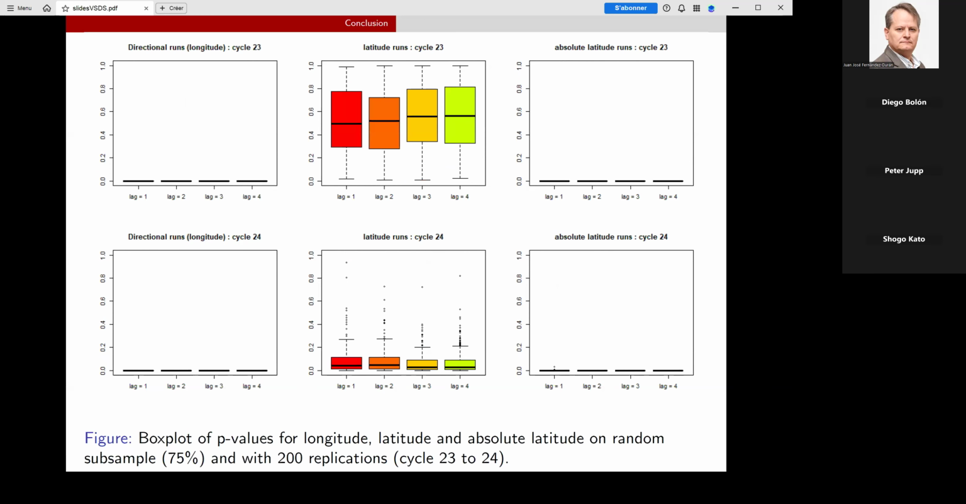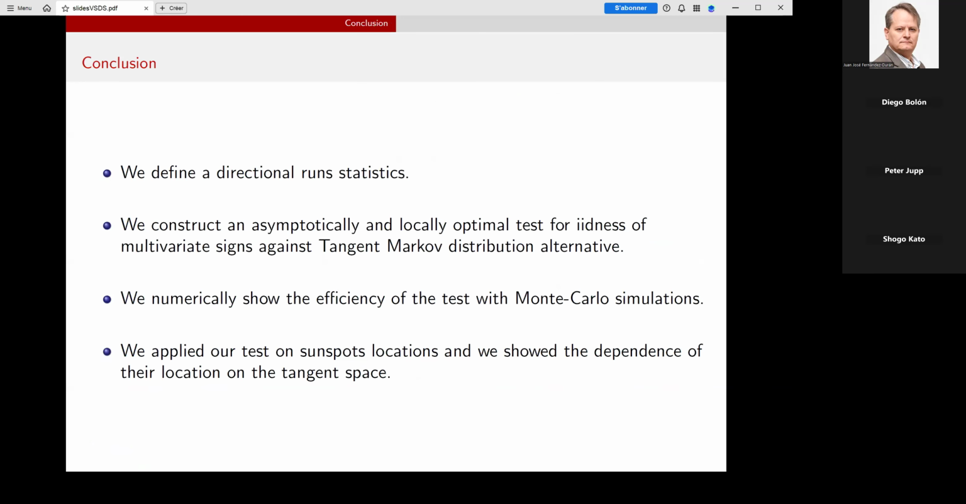Yes, thank you very much. I'm going to conclude. We defined the directional run test, and we are able to construct an asymptotically and locally optimal test for this special case with the tangent Markov alternative. The simulation shows it works, and we have the application with the sunspots.